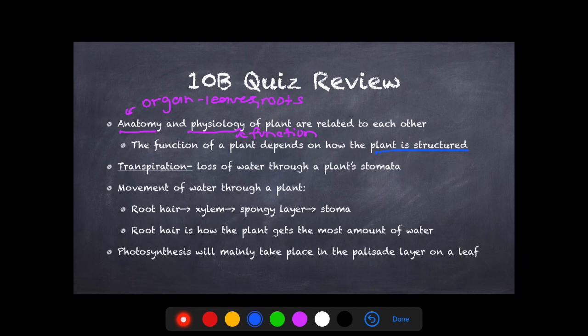How does the plant look? How does the environment affect it? Or how is the plant built?